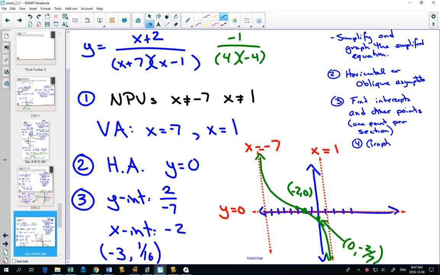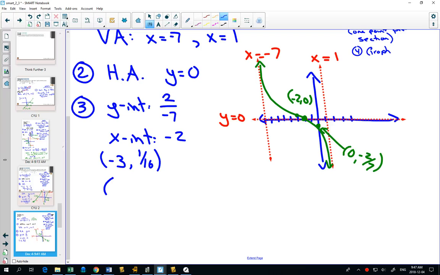Have we graphed something in each of the sections? No. We only graphed the middle section. So we need to graph the section bigger than x equals 1. Possible numbers to choose bigger than 1? 2, 73, whatever you like.